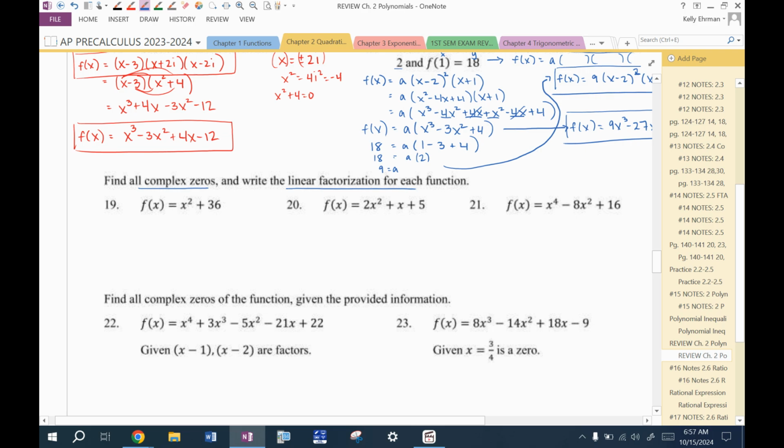So starting with x squared plus 36, if you're having trouble with this, find the zeros first. You don't have to factor first. So you can say 0 equals x squared plus 36. Negative 36 equals x squared. Square root both sides. You get plus or minus 6i equals x. So the zeros are plus or minus 6i. And then the factored form is f of x equals x plus 6i, x minus 6i.